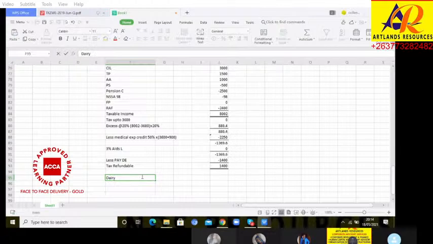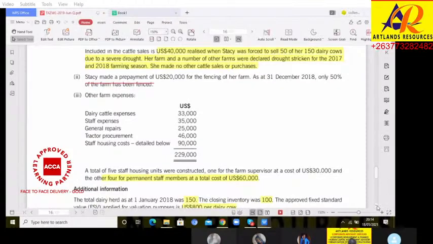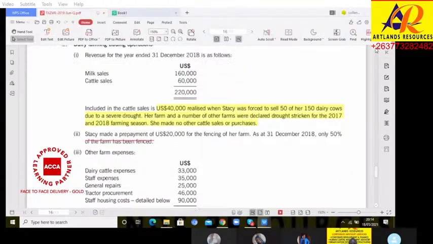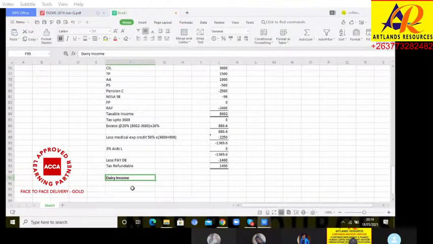Daily income. Not every topic we discussed is examinable. So when you are doing tax, don't ask me to tell you the topics which are going to come. There's no way I can do that, because I'm yet to come across a tax paper which doesn't examine everything.